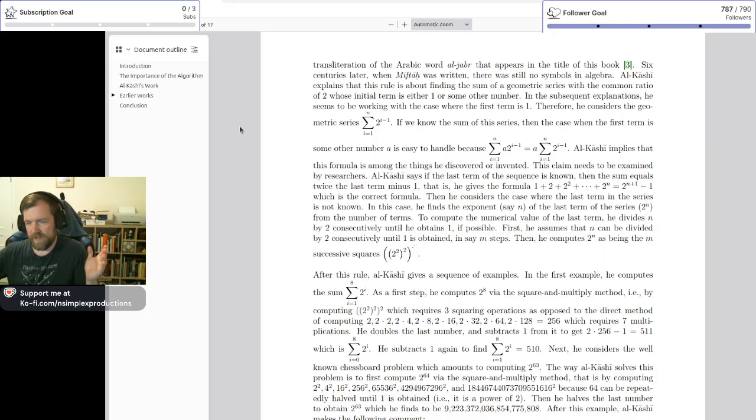The actual name of the book is like on the method of... I can't remember exactly what it is, but it's like on the method of writing equations or something. Not like writing, making right.